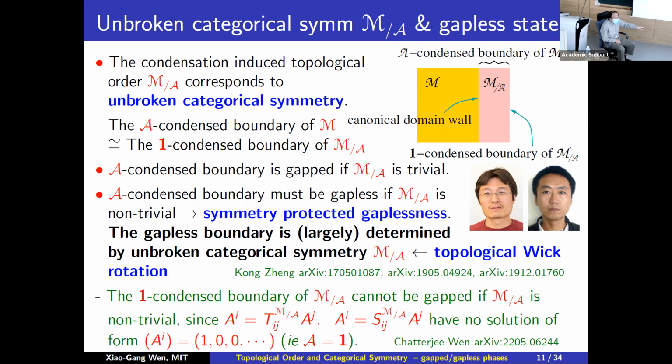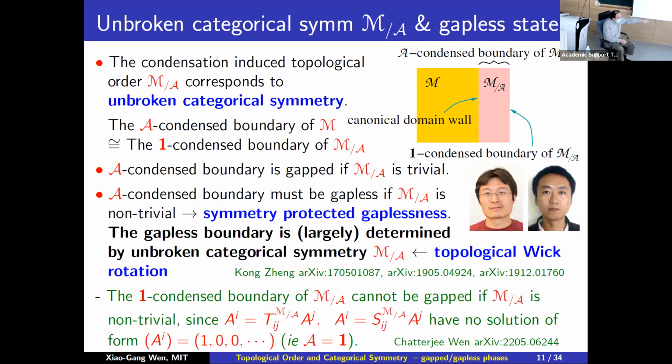Their partition function is a constant integer. And since we insist it's a one condensed boundary of MA, this constant is only one in the trivial sector. All other things do not condense, so it's 0. So this should satisfy this modular covariant condition, which it can never do.